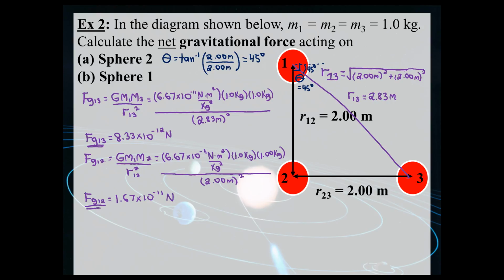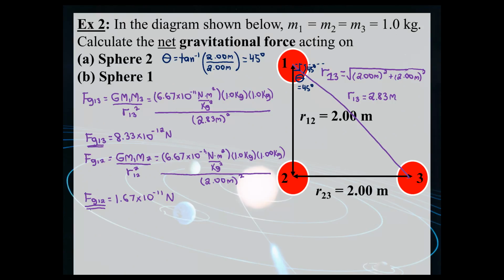Just want to point out, look how small these forces are. This is why the gravitational force between normal objects is just not that big of a deal. It's different if one of your masses is a planet, but otherwise the gravitational force between just regular objects is so insignificant it may as well not even be there.